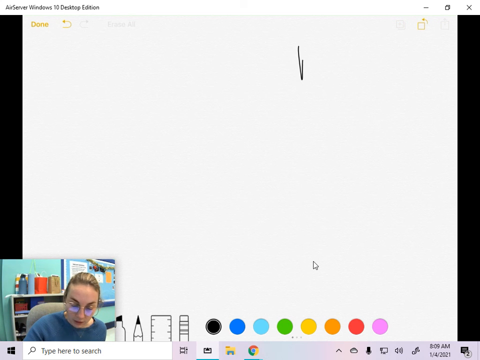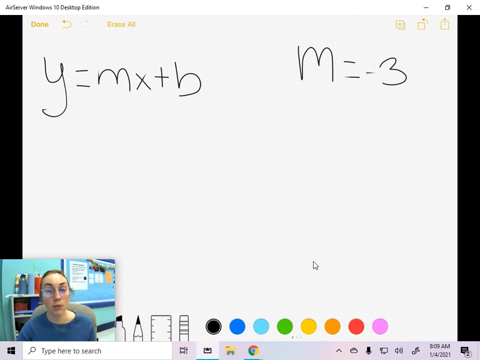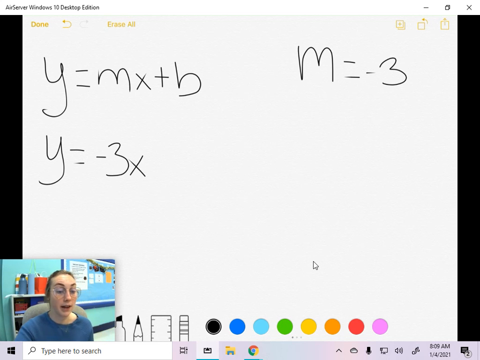So here's the slope, which is going to be m. And again, our slope-intercept form is y equals mx plus b, where m is the slope and b is the y-intercept. So we already have the slope, so we can go ahead and plug that in. And now we just got to find the y-intercept.